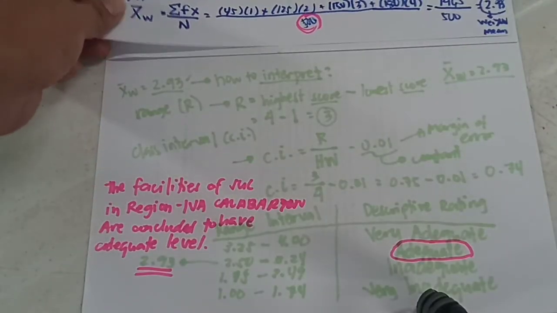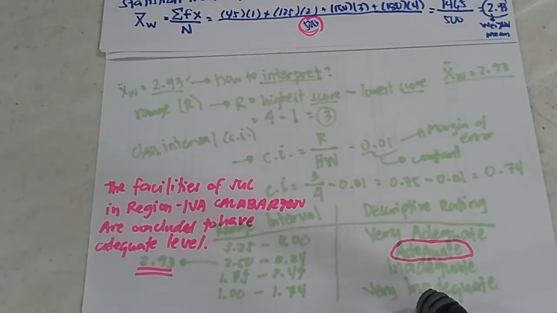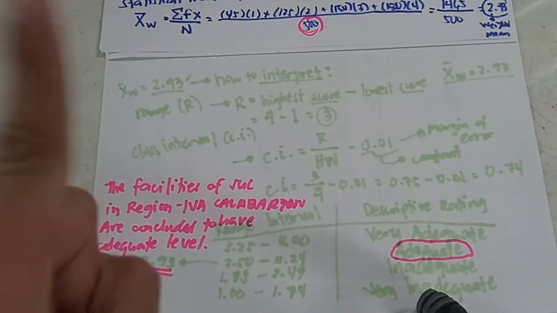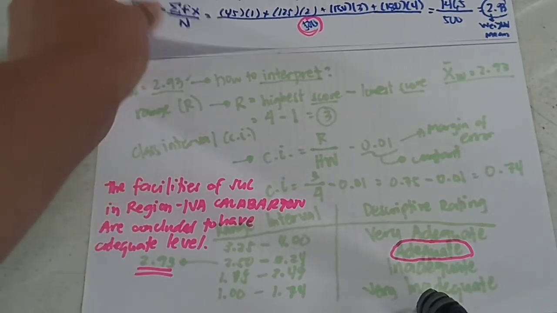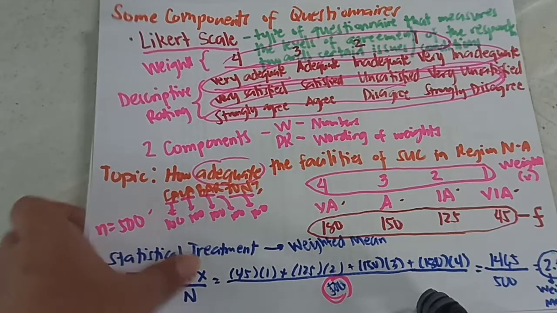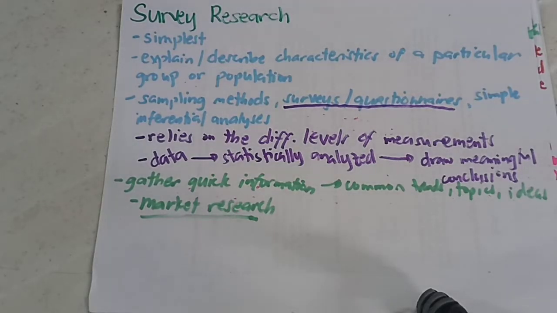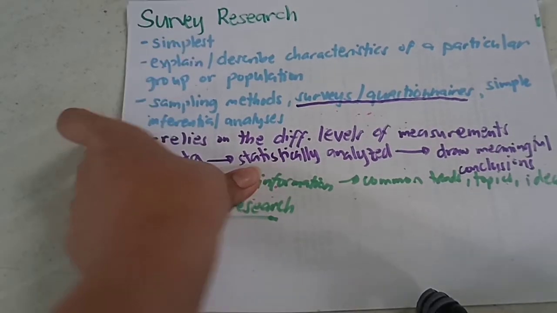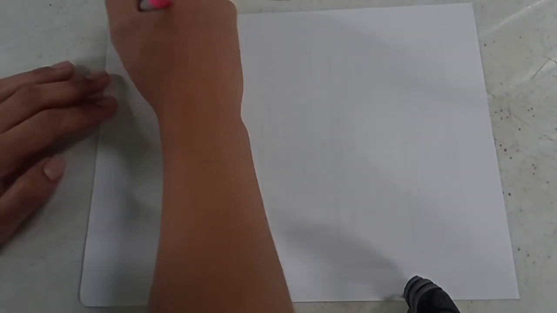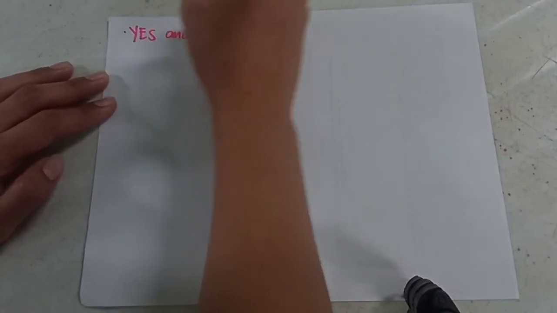Okay, and our generalization is based on the surveys from the Likert scale and from the interpretation of the Likert scale; we got this conclusion. Okay, so that is one of the components of the questionnaire. One component of the questionnaire is the Likert scale. So with that, we will proceed to another component of a questionnaire, or another method of conducting surveys, which is the yes and no questionnaires.